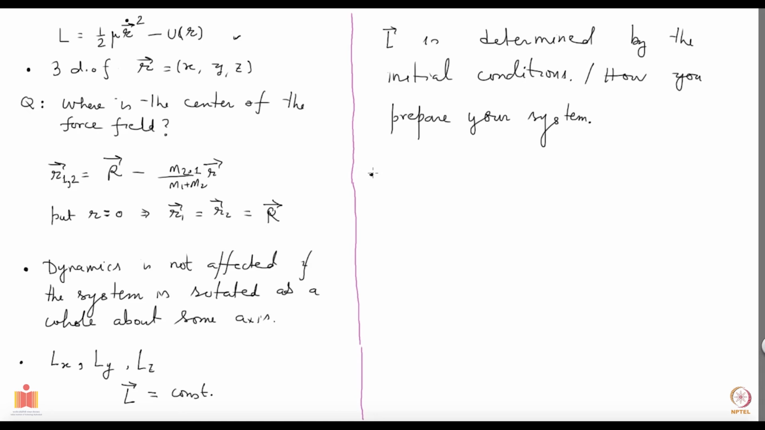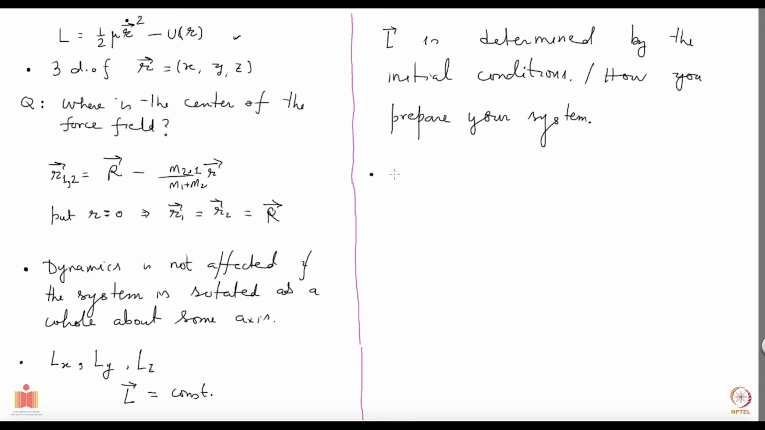Now I could fire particle number 2 at some angle, rather than making it directly go towards M1. I can fire it at some angle and give it some velocity, and that way I can change the direction and the magnitude of the angular momentum which the system is going to have. So your L is controlled by the initial conditions.